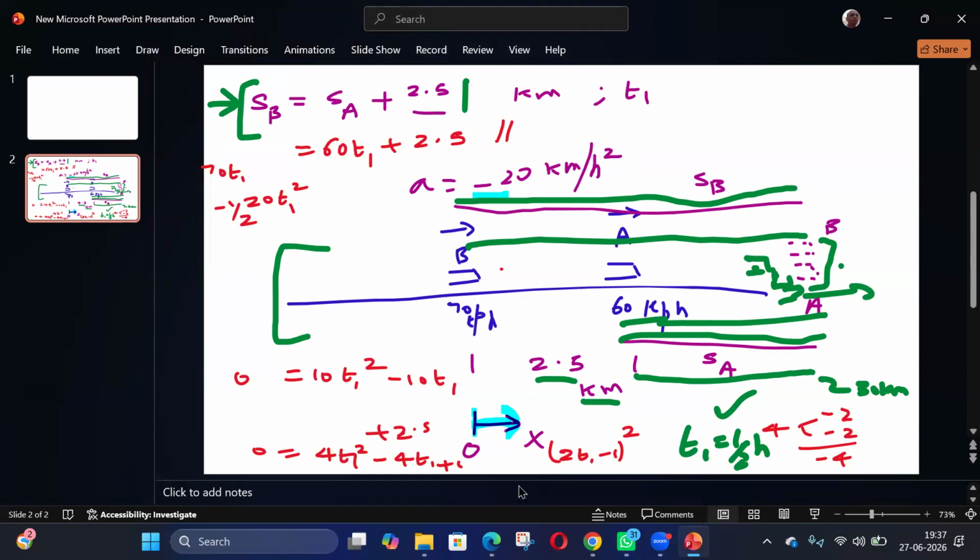Time I'm getting as half an hour. Yeah, that's correct. And using this time, I'm finding the distance traveled by B: 70 by half, 70 by 2 is equal to, yeah, 32.5. Okay, then I found the answer.